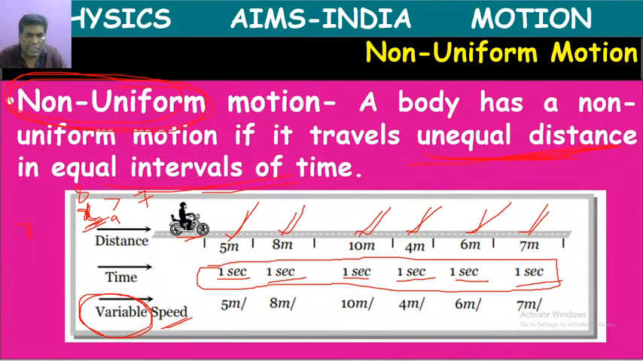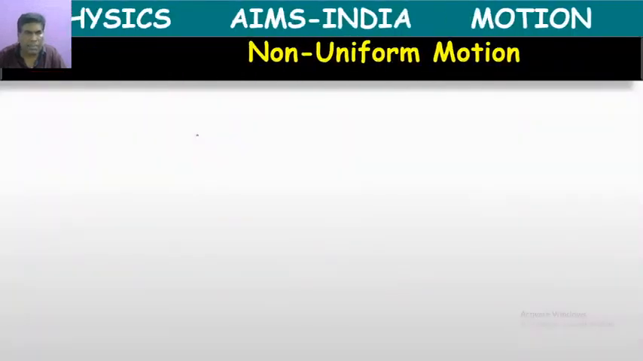Here also the speed of the body is variable. Here 5 meter per second, 8 meter per second, 10 meter per second, 4 meter per second, 6 meter per second, 7 meter per second. So in equal intervals of time, it is covering unequal distances. So this is an example of non-uniform motion. Let's see the graph.